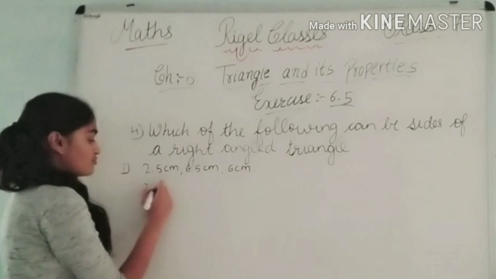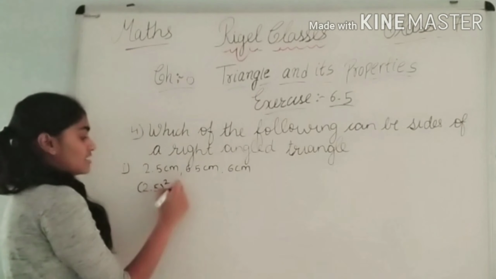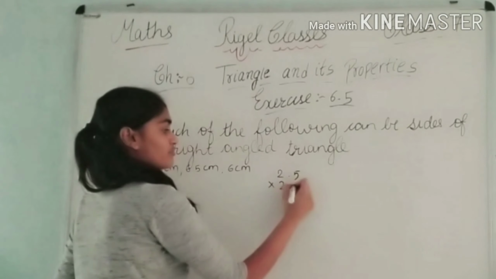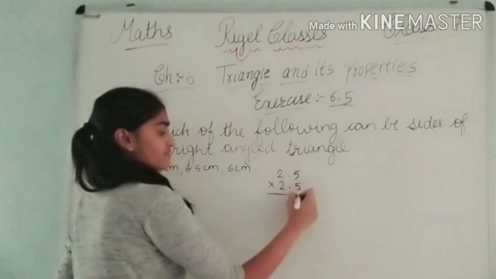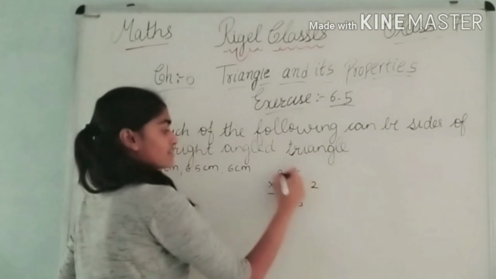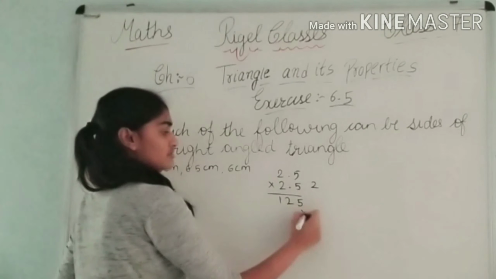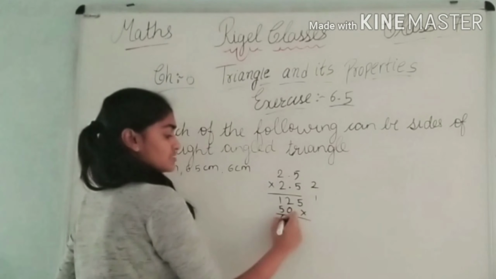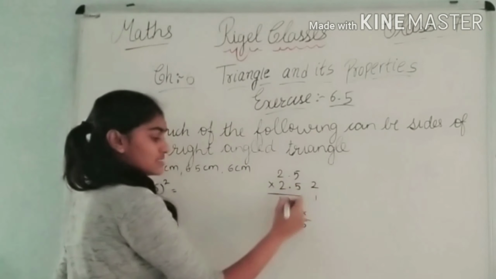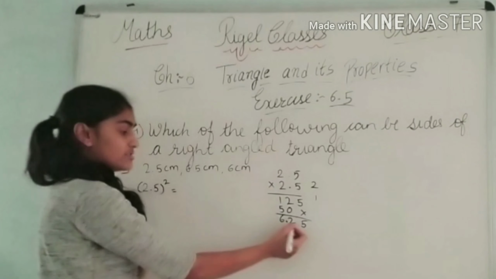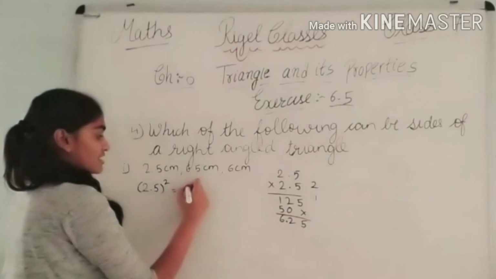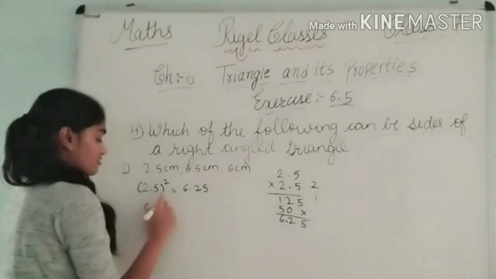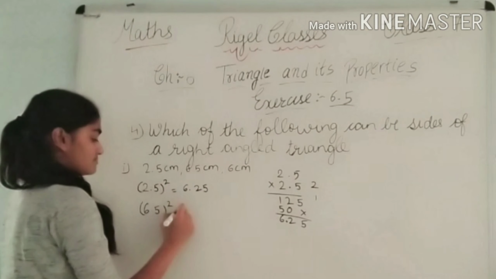Here first 2.5 square. So 2.5 into 2.5. 5 5 is 25, 2 5 2 is 10, 12, 5 2 is 10, 1 carry, 2 2 is 4, 5. So it is 625 and decimal, so after 2 digit point, so 6.25. So 2.5 square is 6.25. Now we need to find 6.5 square.